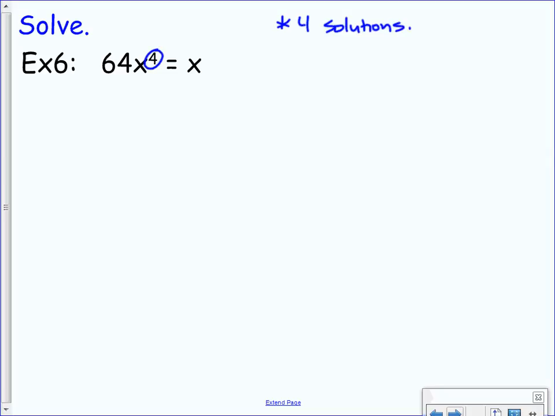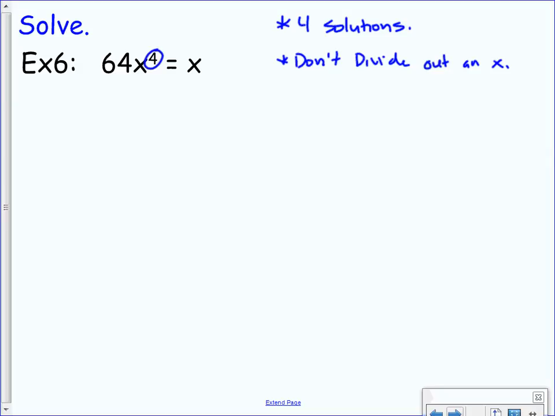Next thing, do not divide out an x. Turn to your neighbor and say, don't divide out an x. Why? Yes, x is a solution, so therefore one of your solutions is going to be 0. If you divide it out, you won't see it. Instead, set everything equal to 0.